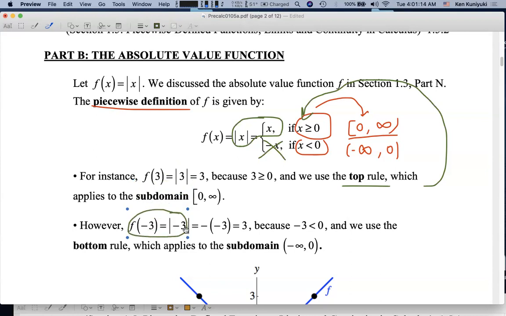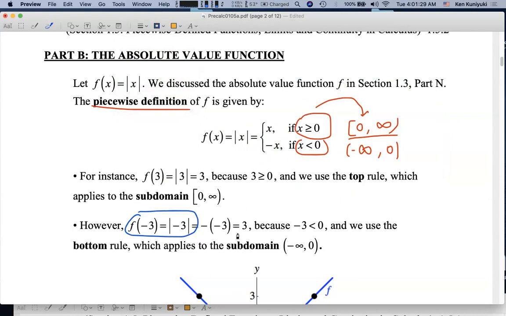Likewise, let's evaluate f of negative 3. I'll do this in blue. What's f of negative 3, or the absolute value of negative 3? Well, in that case, negative 3 is a negative number, which means that we apply the bottom rule. We apply the rule that f of x, or the absolute value of x, is the opposite of x, because x is negative in value. We're in this subdomain. Negative 3 is a negative number.